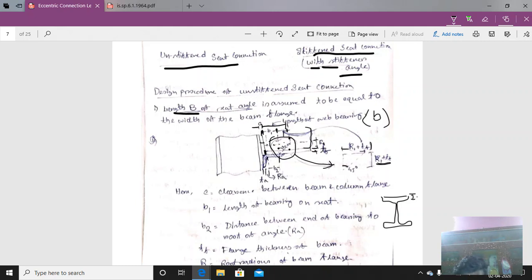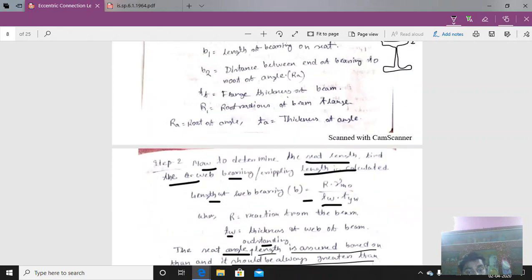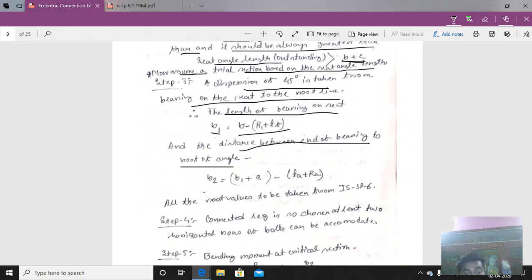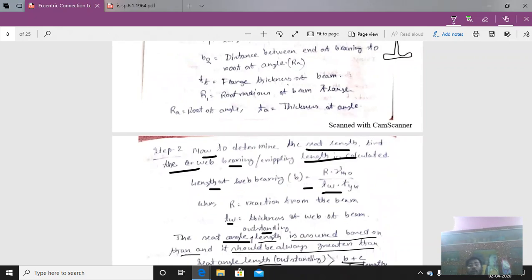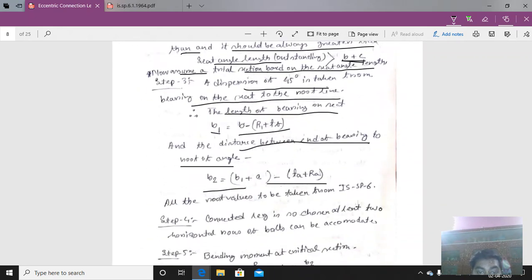Okay, this is the root of the beam, that is the connecting beam, and this is the root of the angle. So that distance we have to determine now. How to determine that distance? This is the distance determined by B1 plus C minus TA plus RA. Now let us see how to determine B1 plus C.